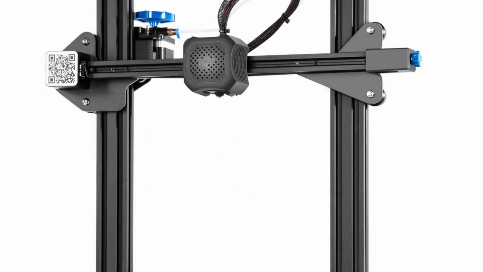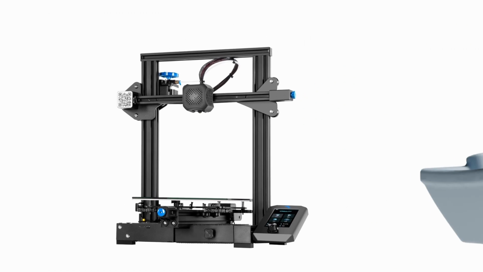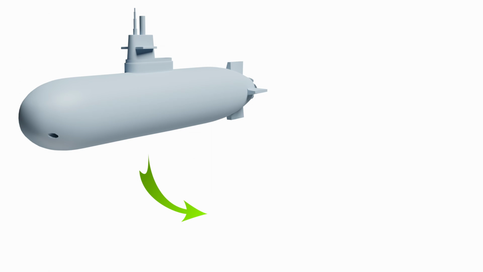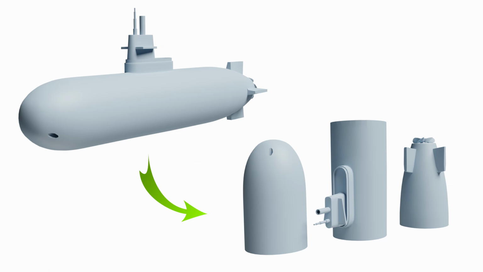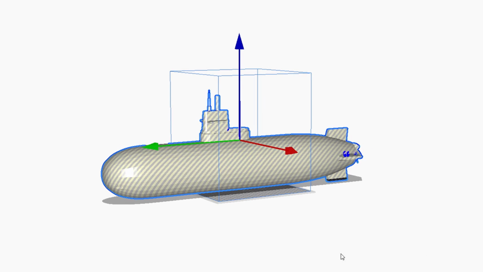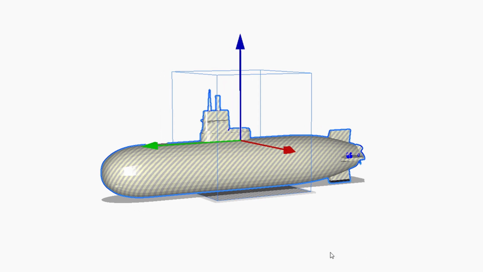So, you want to print large models on your regular size 3D printer. To do this, you need to cut your model into separate pieces that will match each other perfectly. It's possible, and it's quite simple, so let me guide you through this process.